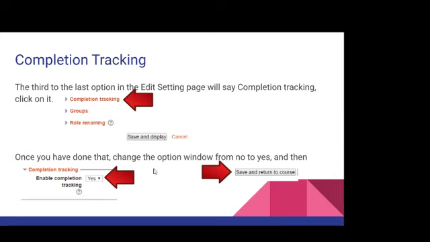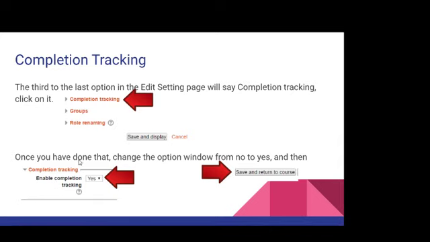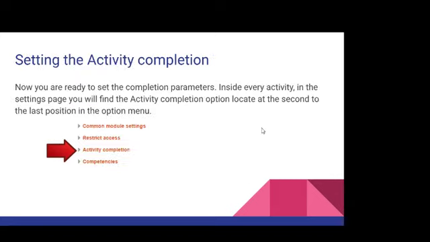Okay, gotcha. So under completion tracking, once you click on that, you have the option of enabling it. You want yes. Then you will click save and return to course, and you'll see that nothing has actually happened.